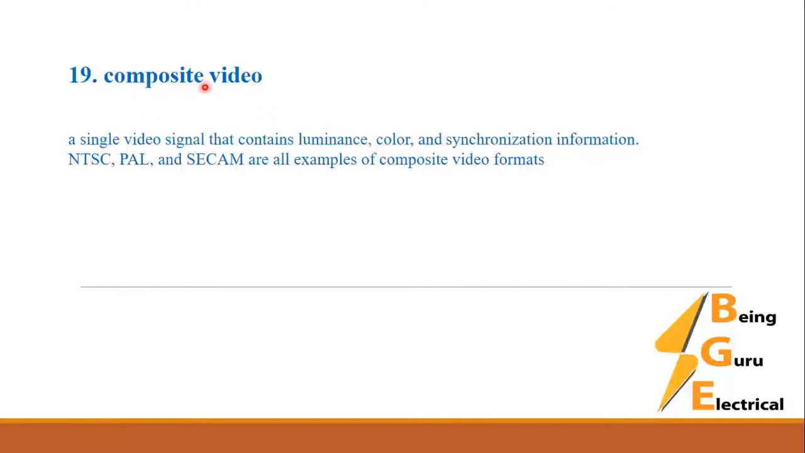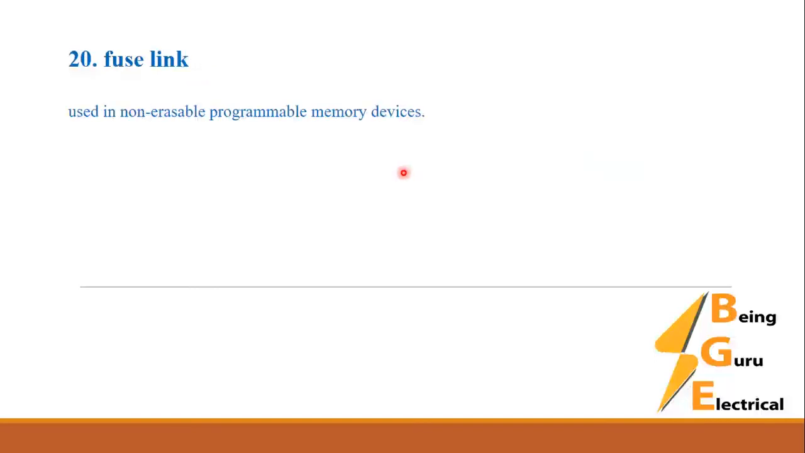Next we have composite video. A single video that contains luminance, color and synchronization information is called composite video. Some examples include NTSC, which is 30 frames per second video. Then PAL, which has 24 to 25 frames per second, and SECAM are examples of composite video formats.